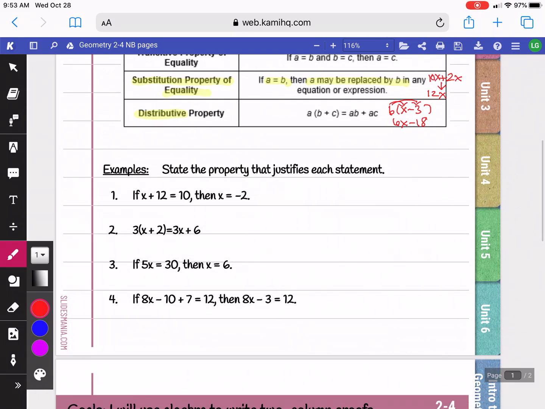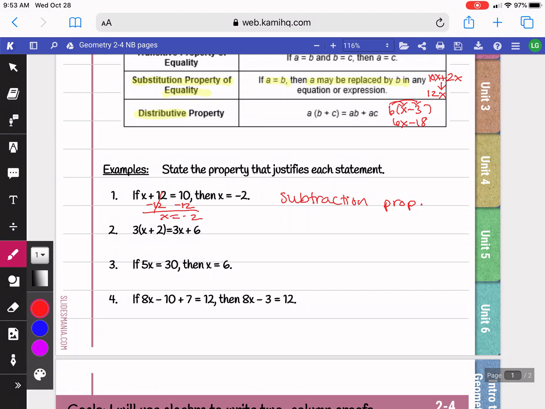Here we're going to state the property that's used to justify each statement. So in example 1, it says if x plus 12 equals 10, then x equals negative 2. Well, when they were solving that problem, they would have had to do minus 12 to get x equals negative 2. So since they're doing minus to both sides, that's the subtraction property.